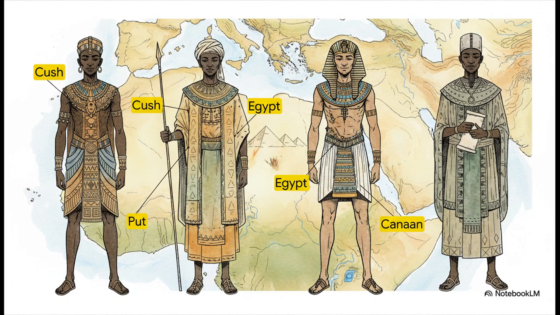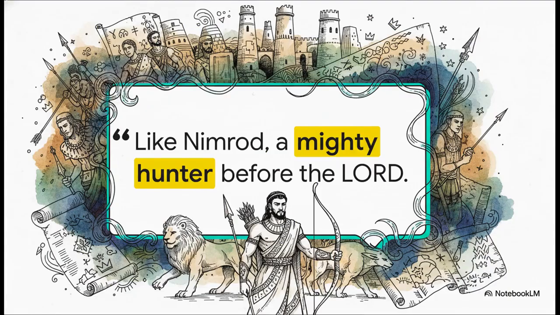You've got Cush, which is the region south of Egypt, often identified as Nubia or Ethiopia. Put is linked to Libya. Egypt is, well, Egypt. And Canaan, of course, becomes the central piece of land in later biblical history. This branch populates the absolute power centers of the south. But right in the middle of Ham's line, one person gets a special spotlight: Nimrod.